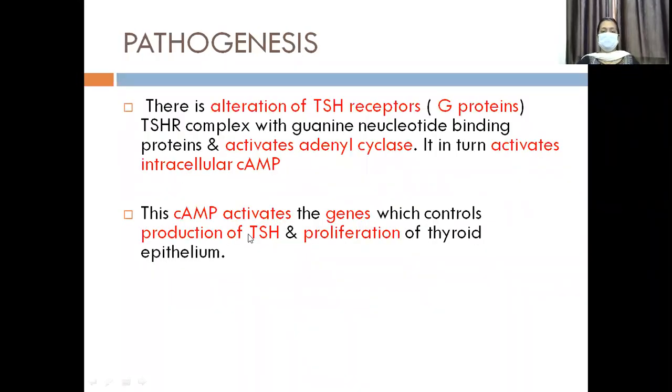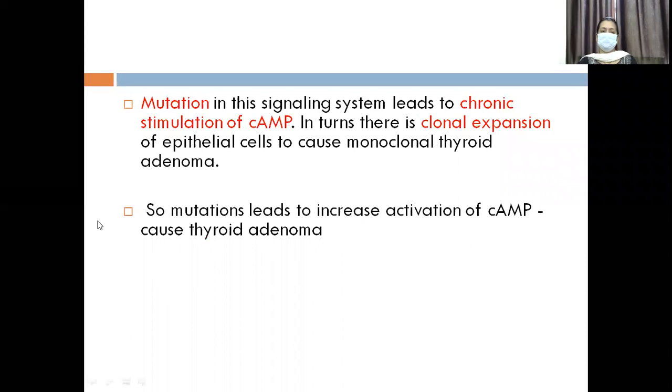Okay. So what is the pathogenesis? There is alteration of the TSH receptors. Okay. And then this will involve guanine nucleotide binding proteins that will activate adenyl cyclase, and in turn activate the intracellular cyclic AMP. So this is activating a gene which controls the production of TSH and proliferation of thyroid epithelium. So there is a genetic activity going on which will activate the TSH that will activate the proliferation of the thyroid epithelium. So there is a mutation in the signaling system thereby.